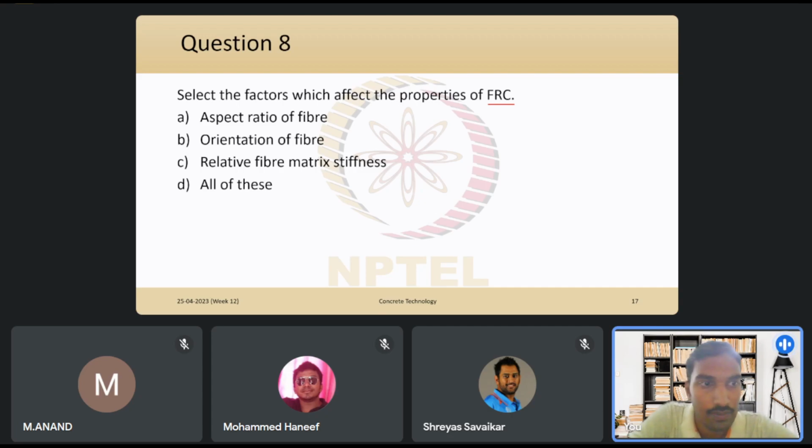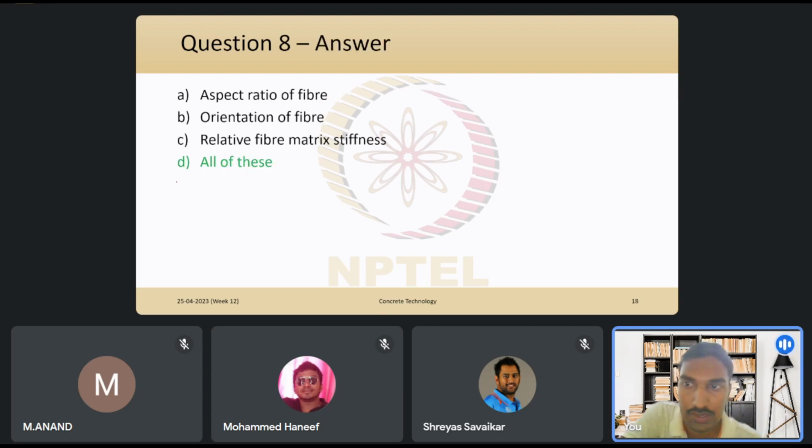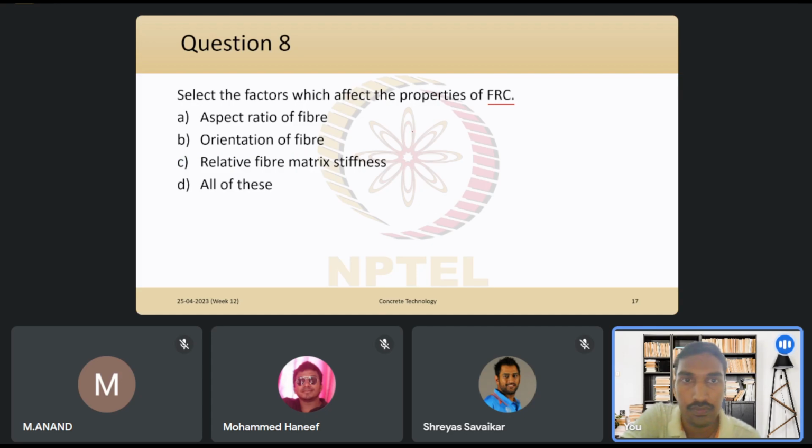Okay, so we have all three votes for option D. The right option is also option D. It is all of these factors, A, B, and C, which affect the properties of fiber reinforced concrete. Here we are not talking about any specific property. It could affect any of the properties. So the question is whether or not these factors affect some property of the fiber reinforced concrete.